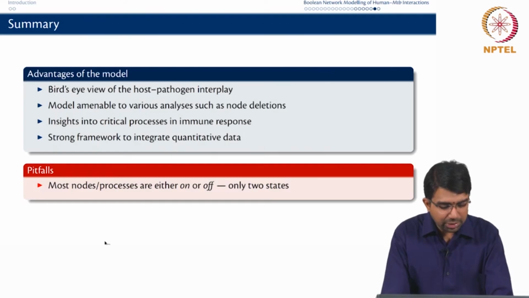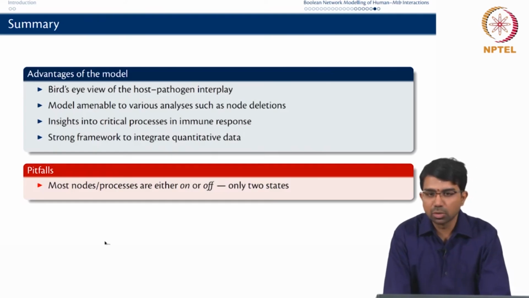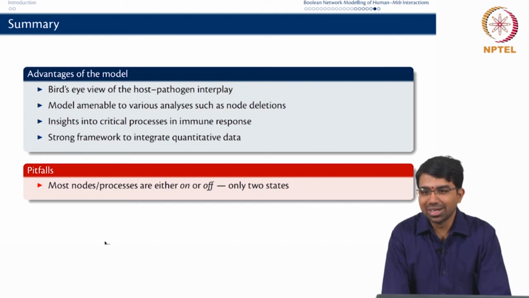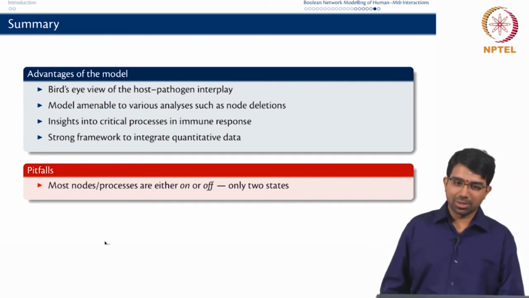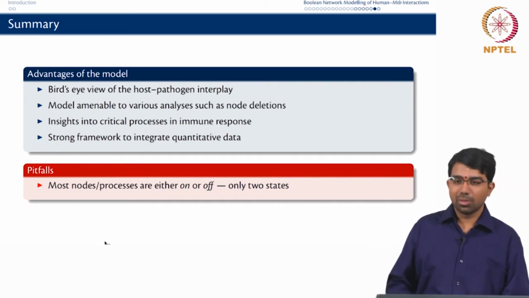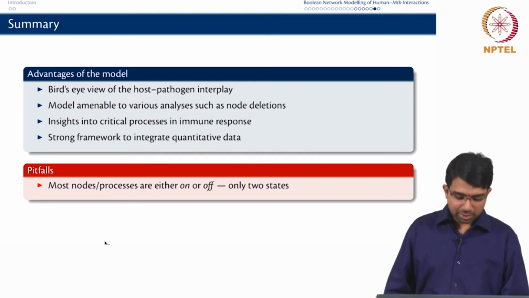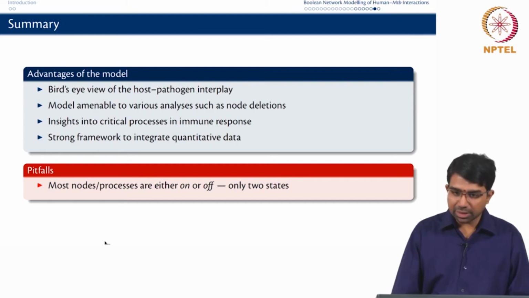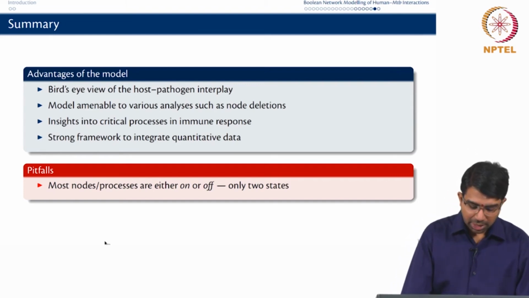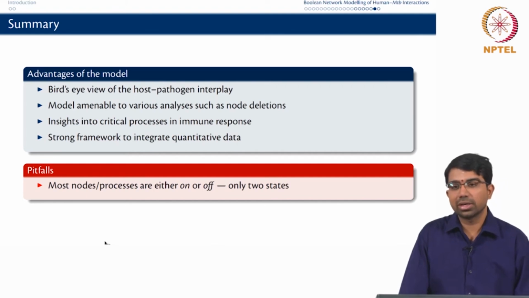To summarize, this just gives you a bird's eye view of the host pathogen interplay. It is a far more complex network that underlies this. This is but a small, very high level view of what happens. But the model is amenable to various analyses such as node deletions and so on. It gives you good insights into critical immune processes, and it is a very strong framework for integrating quantitative data.